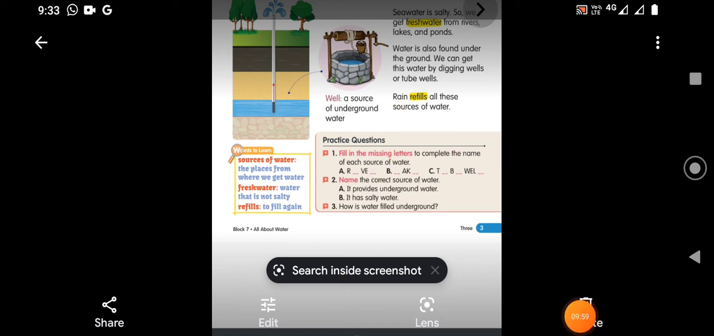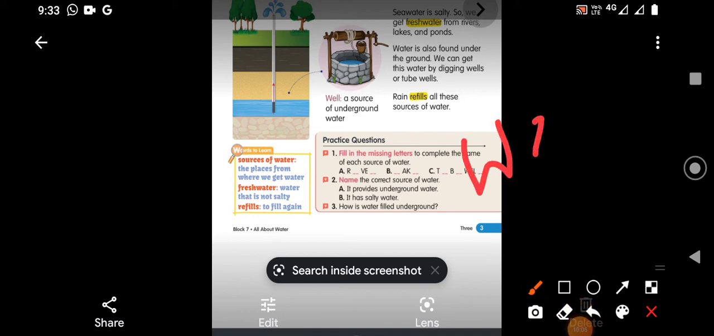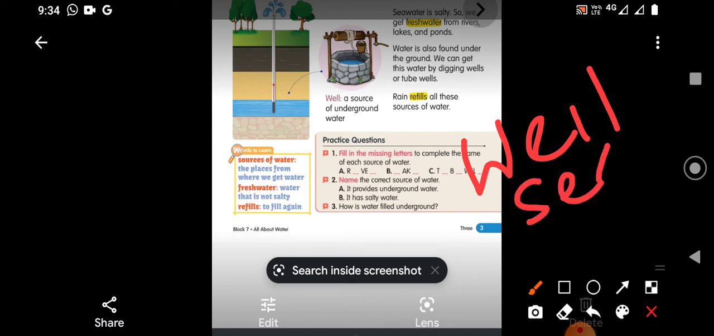Name the correct source of water. It provides underground water. Underground water, children, well or tube well you can write. It has salty water, sea, or ocean also. So you can write sea. You see, easy spelling, S-E-A.